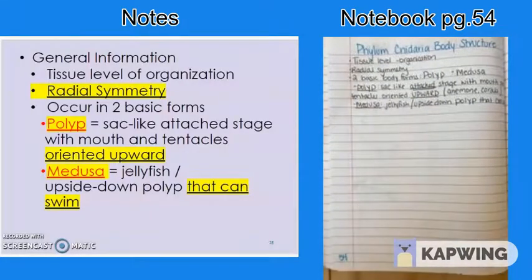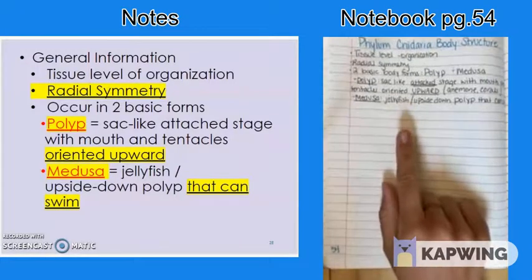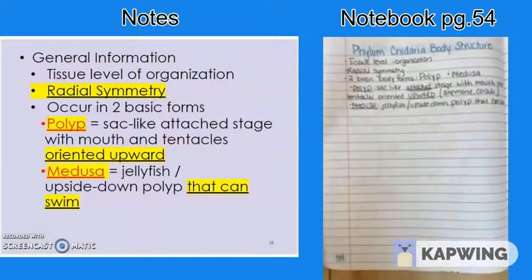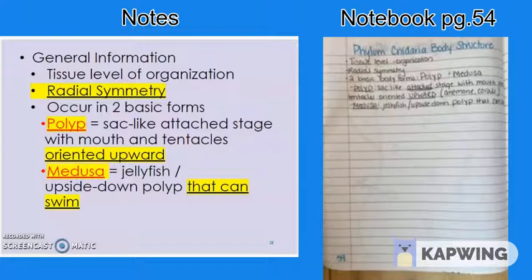All right, so the first thing we're going to do in your notebook on page 54 is to actually copy down the body structure notes, and then we're going to continue that set of notes with two diagrams showing the main two basic forms of the phylum Cnidaria. So the very first one we're going to look at, just some basic general information.